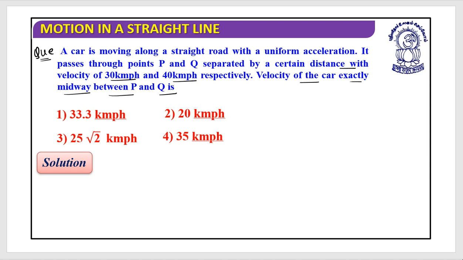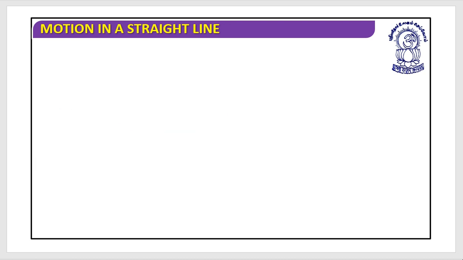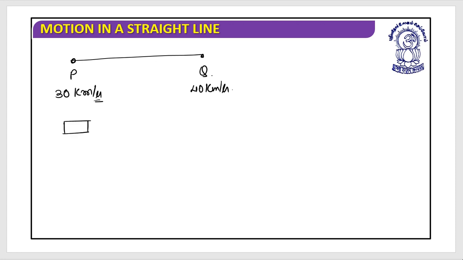How can I do this? First, let's have a rough sketch of this. It passes through points P and Q, separated by a certain distance, with velocities of 30 and 40. That means maybe it is moving in this direction. This was the P, this was the Q. This would be 30 km per hour, this would be 40 km per hour, and the car is moving in this direction. Here somewhere is the midpoint where you need to find the velocity.